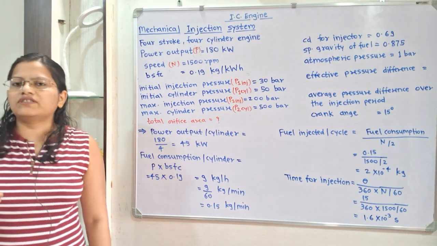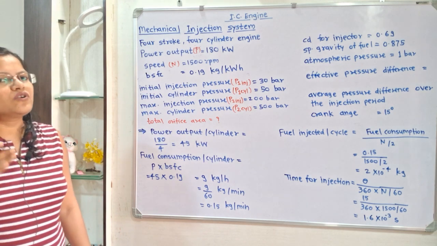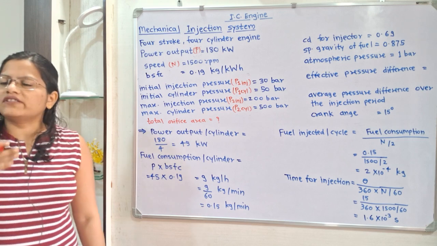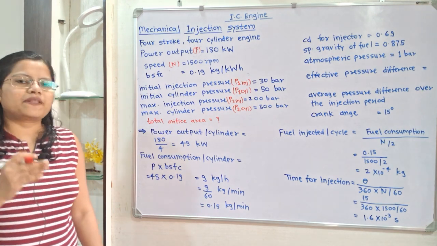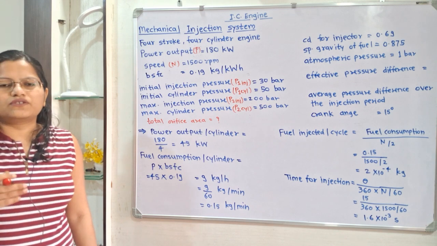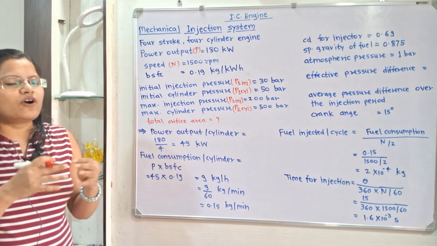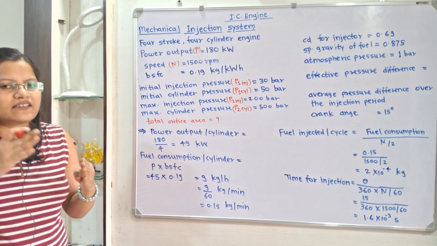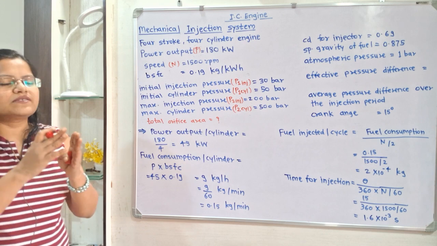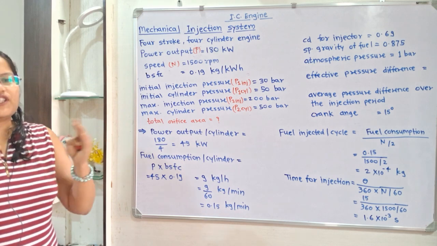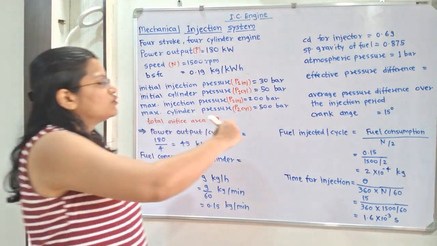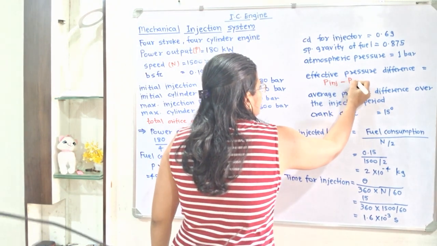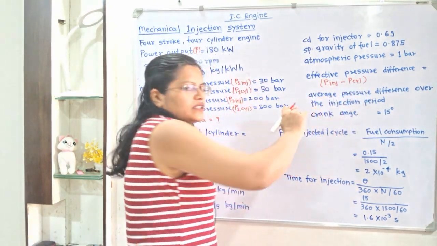Now the coefficient of velocity of the flow of the fuel is given. Its notation is CD. So CD for the injector is 0.69, specific gravity of fuel 0.875, atmospheric pressure 1 bar, and effective pressure difference. So what is this effective pressure difference? In the different formulas we have the pressure difference, that is the pressure at the injector minus the pressure in the combustion chamber, P injector minus P cylinder. This pressure difference is known as the effective pressure difference, written as PINJ minus PCYL. This term is used in the calculation.